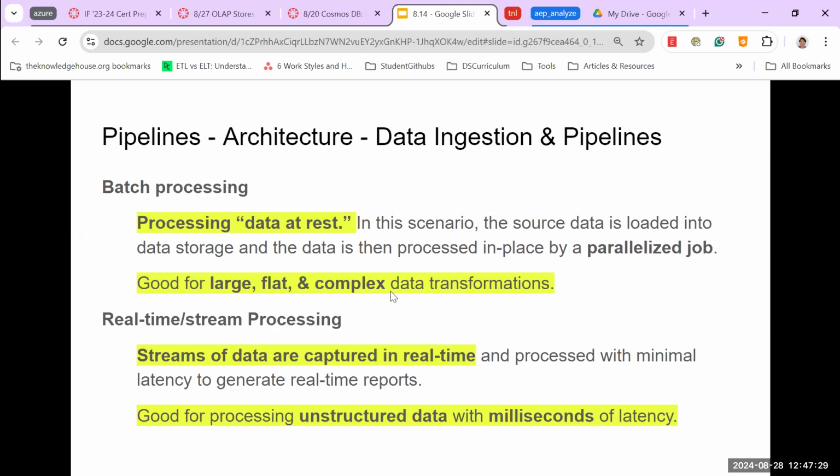And this is when streams of data are captured in real time. And this is really fascinating. Think about things like Fitbit or your Apple Watch, or any sort of system that tracks data live. This right here is when data is captured in real time and processed with minimal latency. You're not processing data at rest. You're not letting your system run for 2 hours or an entire day to process a data file. No, instead, you're actually getting one row of data at a time, and you're immediately doing something to it. This is great for processing unstructured data with milliseconds of latency.